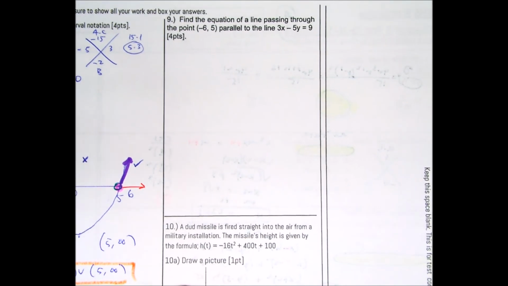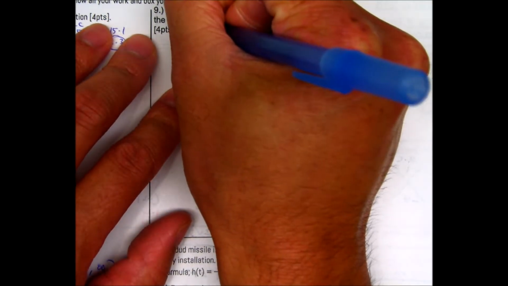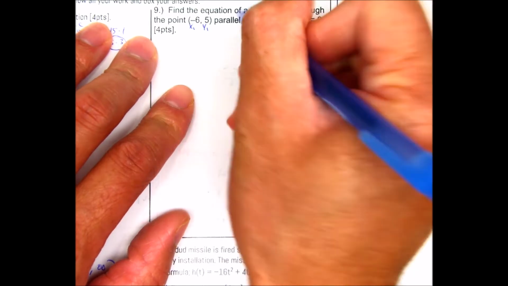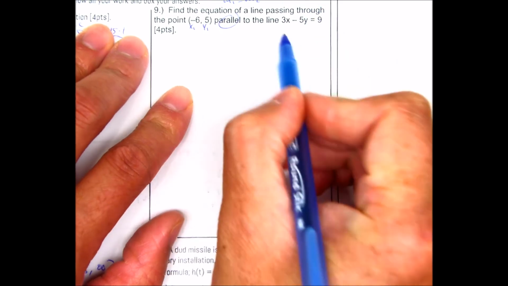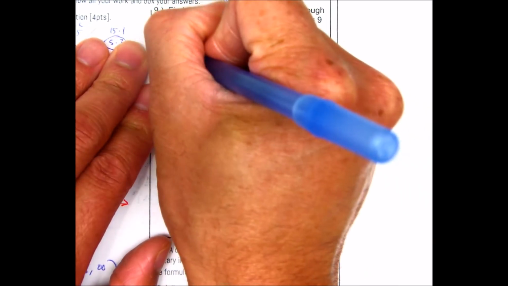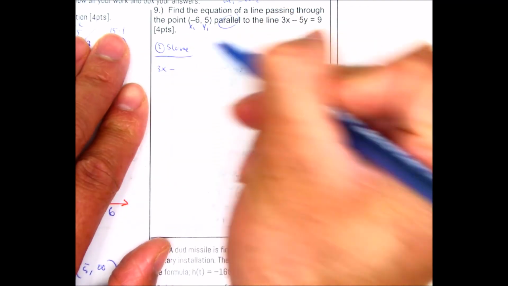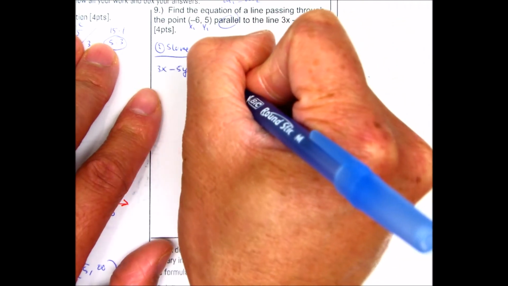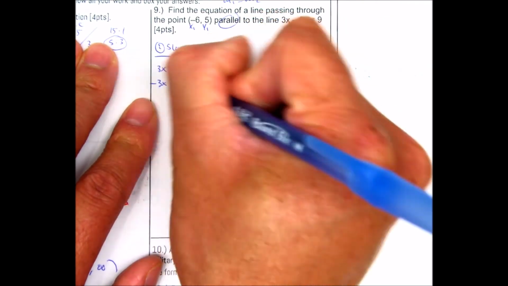Question number 9. Find the equation of the line passing through the point negative 6, 5. So that's my point. And it's parallel to 3x minus 5y equals 9. So parallel means that slopes 1 and 2 are equal. So I'm going to first find the slope. I'm going to transform this line that's in standard form, because it has both the x's and y's on one side. I'm going to solve for y to get slope-intercept form.